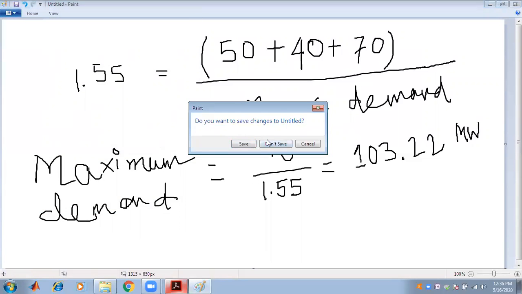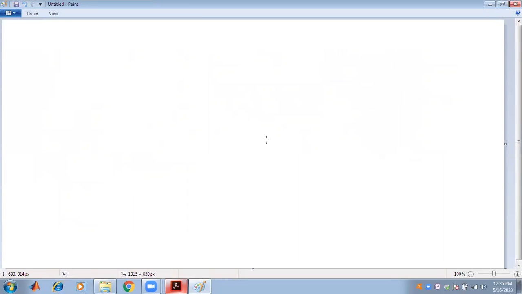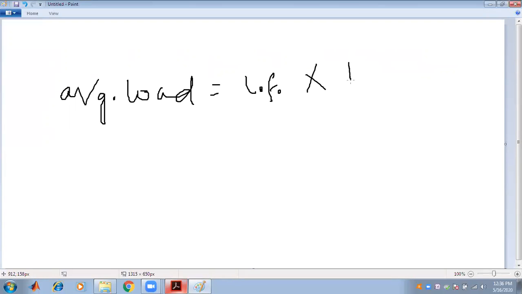So we will find the average load of the particular station. We know from the equation that the load factor is the ratio of average load to the maximum demand. So average load is the load factor into maximum demand.